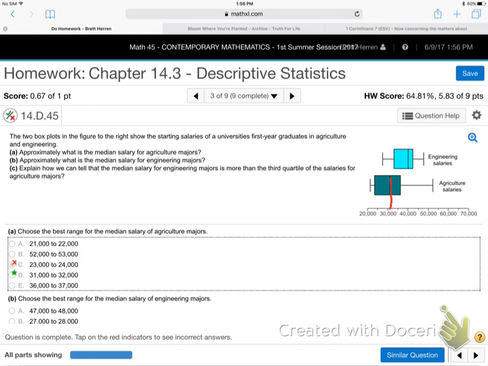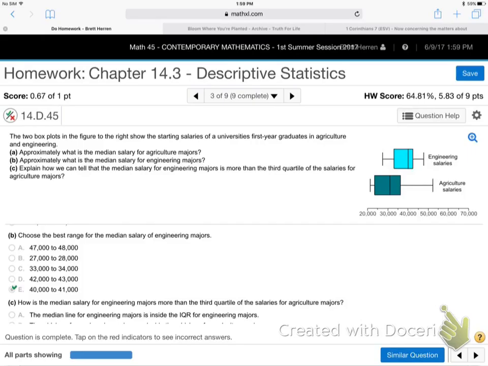Okay. Choose the best range for the median for the engineers. Well, there it is, 40 to 41. The middle for the engineers, coming straight down, looks like 40 to 41. That's the middle. So the engineers, on average, made more than the ag people. All right, let's go back.